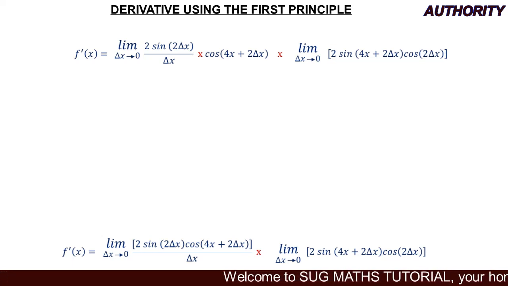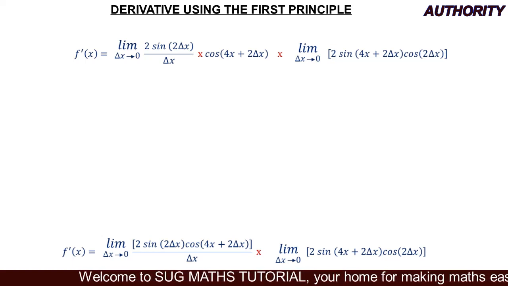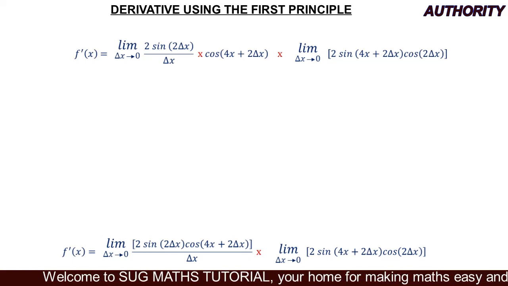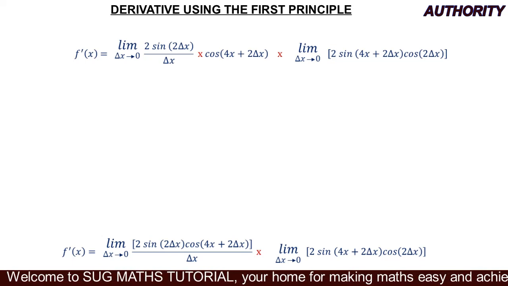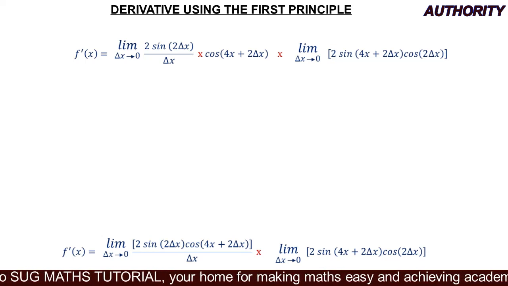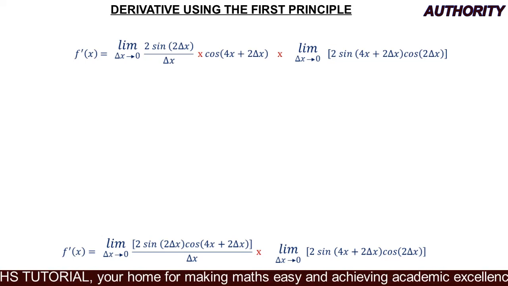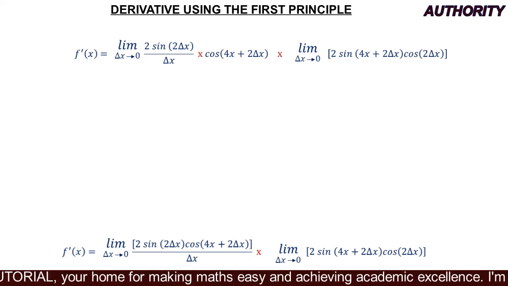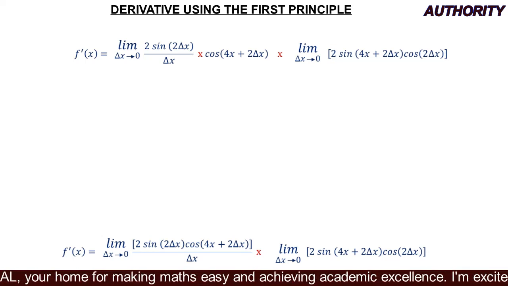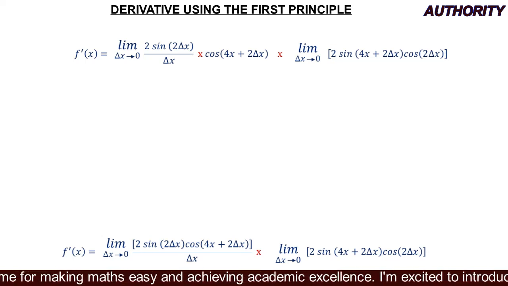We're going to have sine 2 changing x all over changing x multiplied by 2 cos 4x plus 2 changing x. All right? You see it? It's still the same thing. When you multiply it, it will give you the same thing, right? Good. Then we have multiply by limit as changing x approaches 0, 2 sine 4x plus 2 changing x multiplied by cos 2 changing x. Right? For this first part, let's take the individual limit, right?